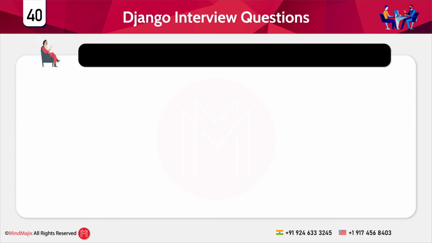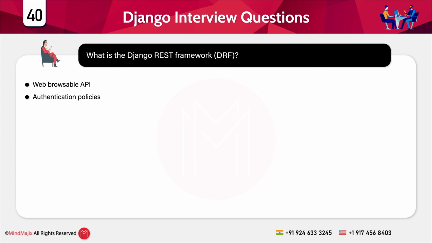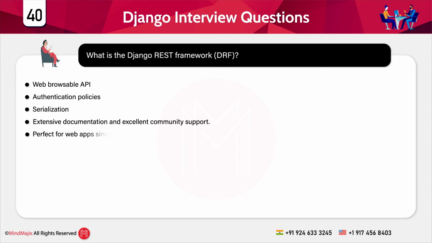The next question is, what is Django REST framework, or the DRF? So Django REST framework is a flexible and powerful toolkit for building web APIs rapidly. So there are significant reasons that make the REST framework a perfect choice for Django, such as it has a web browsable API, and there are in-place authentication policies. After that, it has a serialization feature as well, and it has extensive documentation and excellent community support. So it is perfect for web applications since they have low bandwidth.